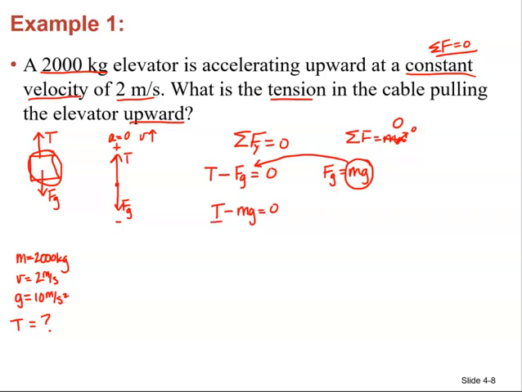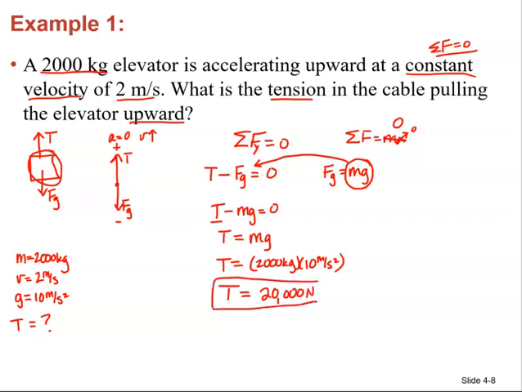Now I'm solving for tension, so I'm going to take the weight force and add it to both sides, or mg. So in this case, my tension is equal to the weight force. So I can plug in my numbers now, 2,000 kilograms times gravity, 10 meters per second squared, and my tension moving at a constant velocity is going to be 20,000 newtons. Now the interesting thing about this is that it doesn't matter that it's moving at a constant velocity. If this were at rest, I would get the same number. It doesn't matter if it's at rest or moving at a constant velocity, the tension is going to equal 20,000 newtons.